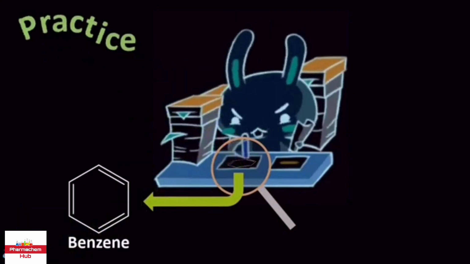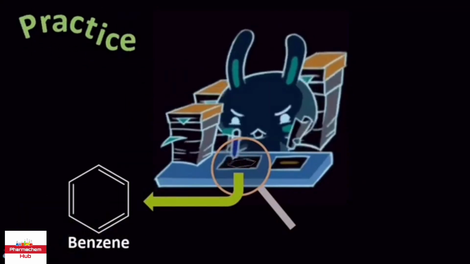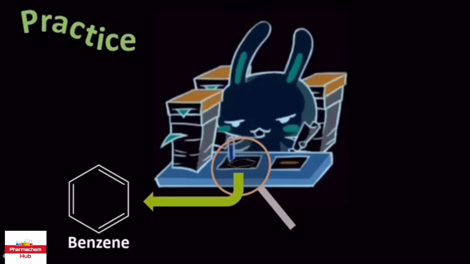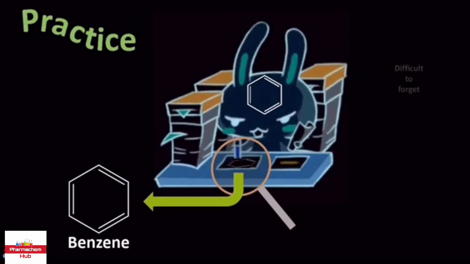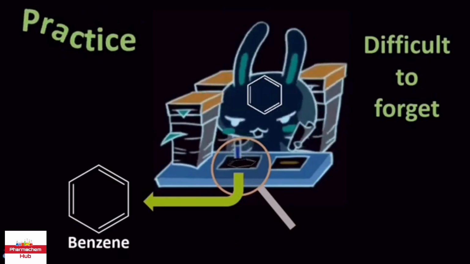of benzene. What is he doing? He is practicing the structure of benzene. If you keep on doing the same thing again and again, it creates impressions in your mind and things are stored in the form of images in your brain. After a lot of practice, it's going to be difficult for you to forget it instead of remembering.